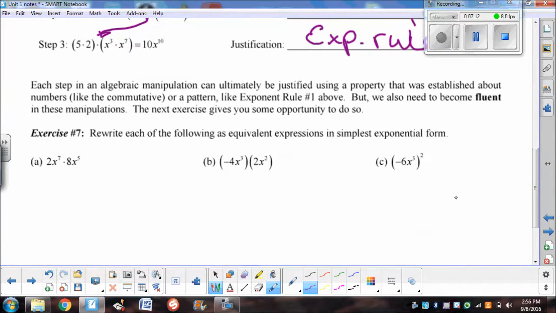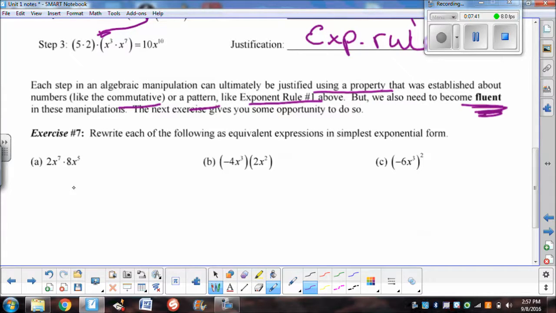So in the last, it says each step in an algebraic manipulation, which we just went through, can ultimately be justified using a property. Okay? Like the commutative property, or a pattern, which is our exponent rule. But we also need to become fluent in these manipulations, meaning they have to be very automatic. So, exercise 7 says rewrite each of the following as equivalent expressions in simplest form.